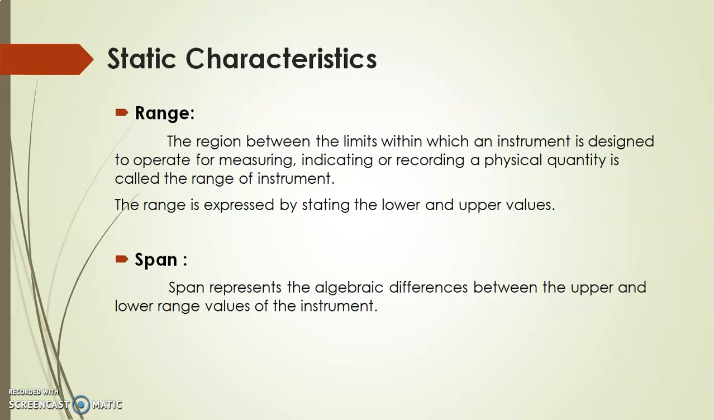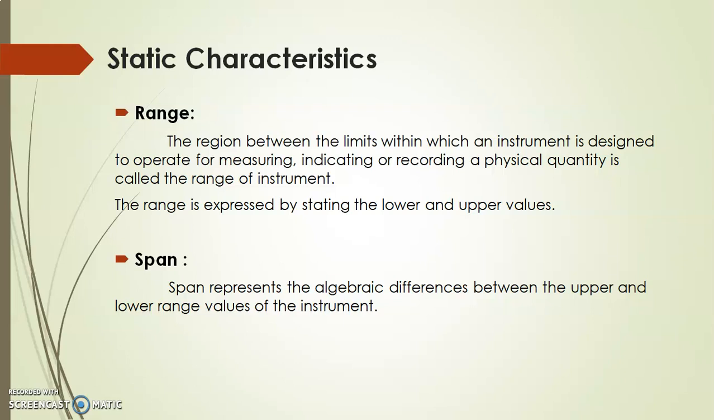Now the next characteristic is span. Span represents the algebraic difference between the upper and lower range values of the instrument. That means if your voltmeter's lower value is 0 volt and upper value is 100 volt, then the difference between these two is nothing but your span. 0 and 100: 100 minus 0 is equal to 100 volt. 100 volt is your span of that instrument.